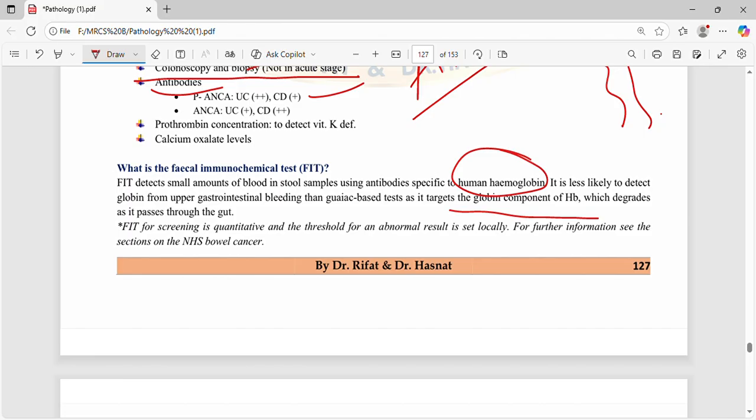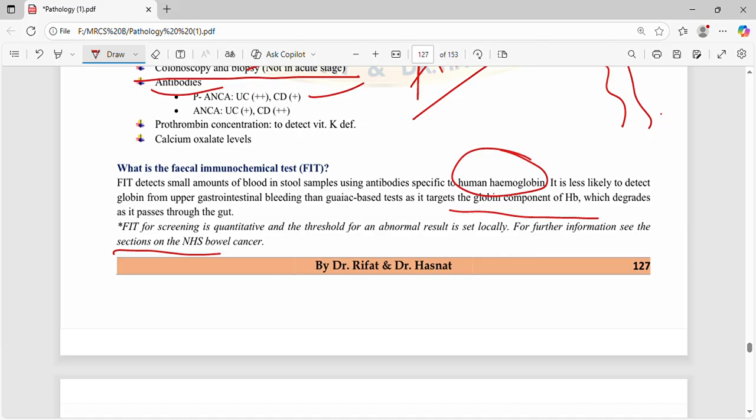Okay, so the fecal immunochemical test for screening is quantitative, and the threshold for an abnormal result is set locally. For further information, see the sections on NHS bowel cancer screening. So we will see there.